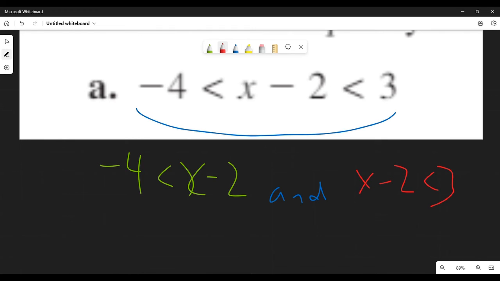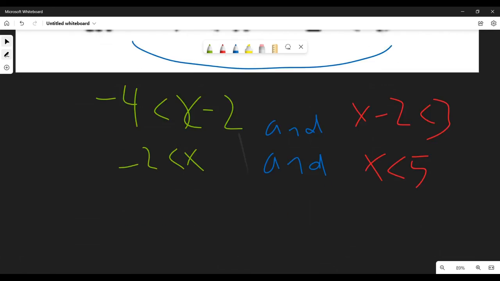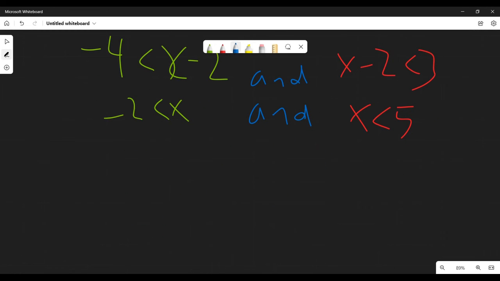When you solve this, first you'll solve the green part, which means -2 is less than x, and x is less than 5. Since it's an "and" situation, we'll just put this in one big inequality, which would be -2 less than x less than 5. We're just combining these two inequalities.